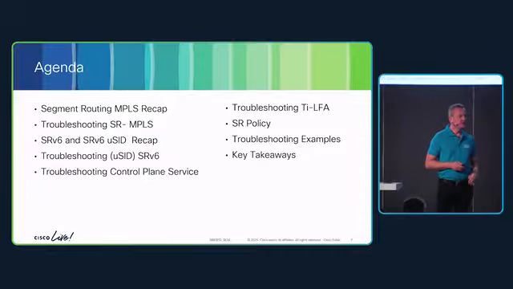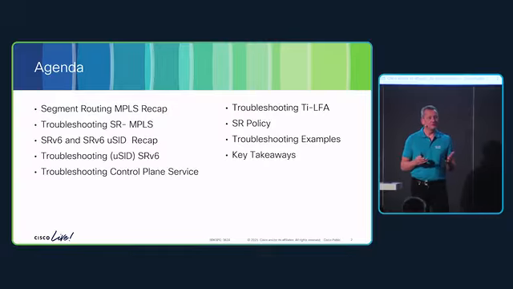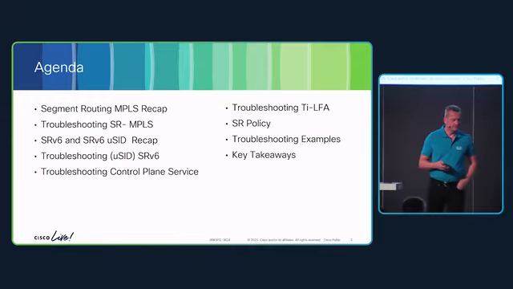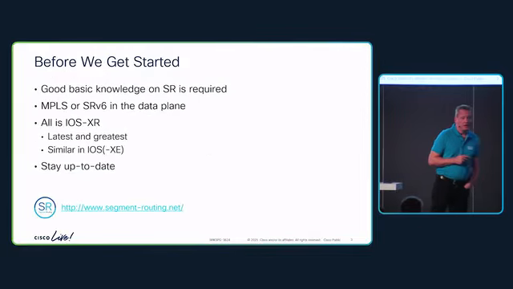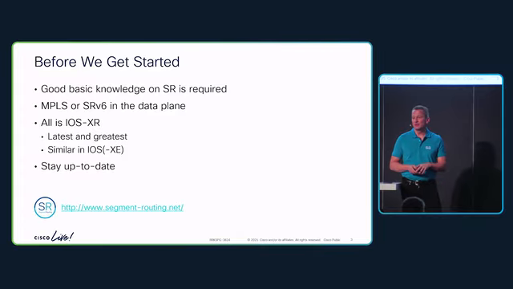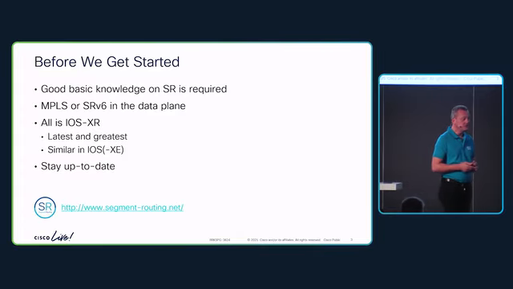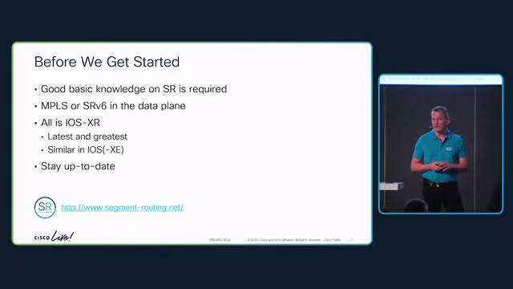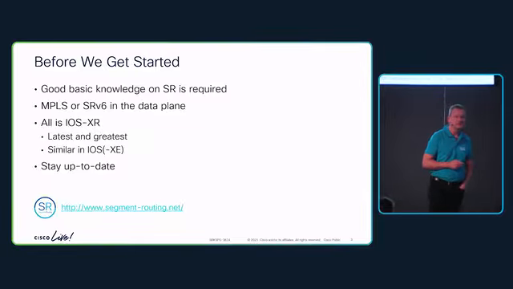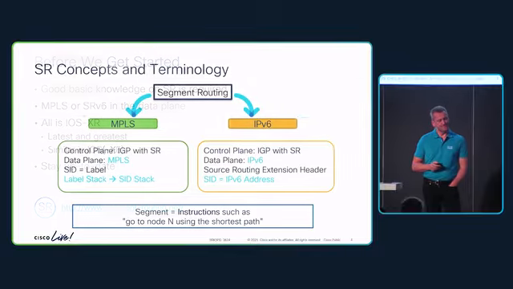I do hope you looked at the abstract. It did mention that you have to be somewhat familiar with segment routing. I will not start from zero, but let's do a recap anyway. All the output, all the commands, etc., are from IOS XR. That doesn't mean that the theory is not applicable to the other operating systems as well, right? It's the same there. Of course, the commands will be somewhat different. And if you want to stay up to date, this is really a great page to look at, segmentrouting.net. I think it has everything you need.